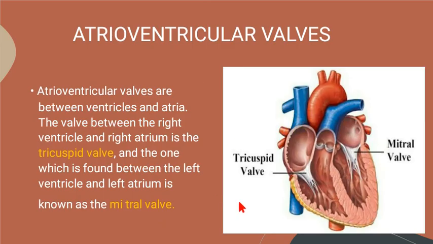Atrioventricular valves. Now there are valves present between the atria and ventricles, and these valves are called the atrioventricular valves, and there are 2 types. The one present between the right atrium and the right ventricle is called the tricuspid valve. It is made up of 3 cusps, that's why it's called the tricuspid valve. And the one present between the left atrium and the left ventricle is called the mitral valve or bicuspid valve. It's called the bicuspid valve because it is made up of 2 cusps, right?